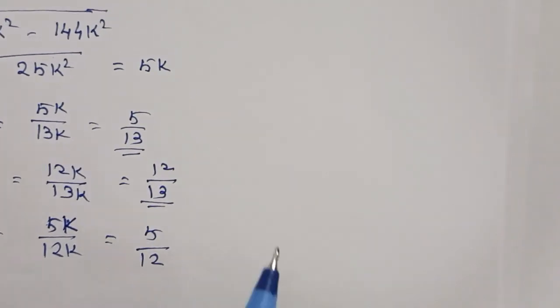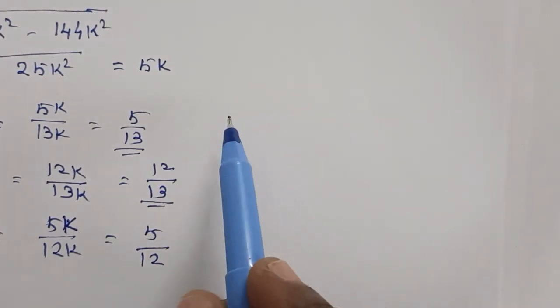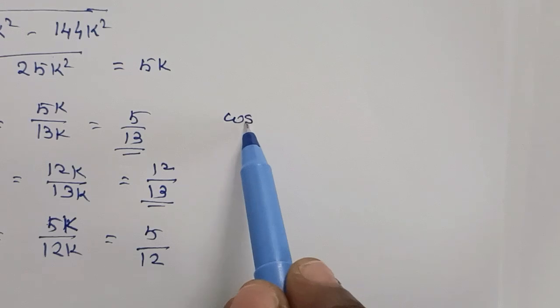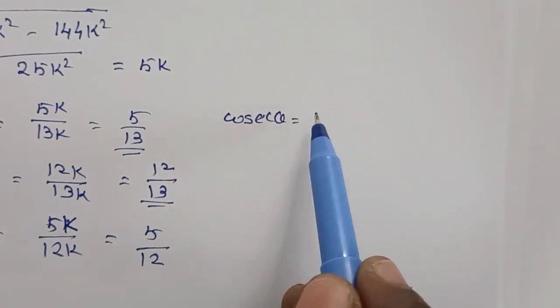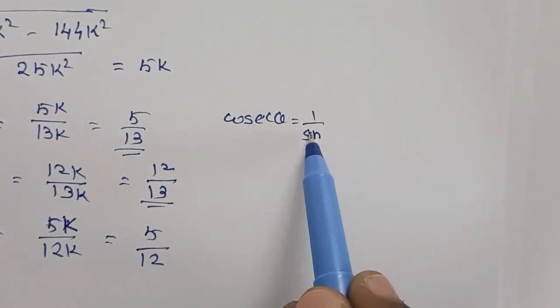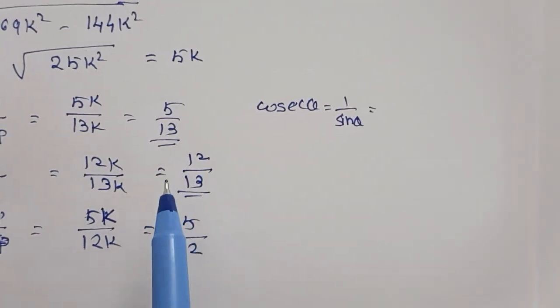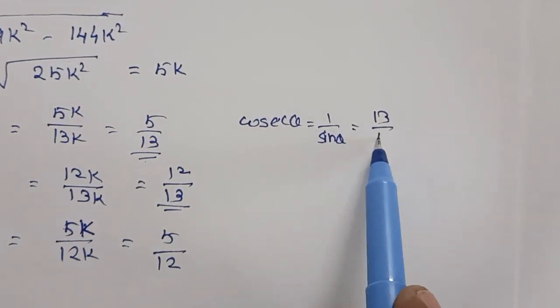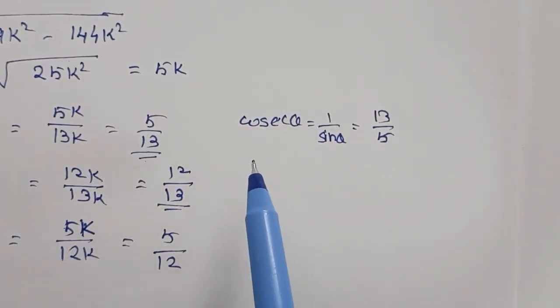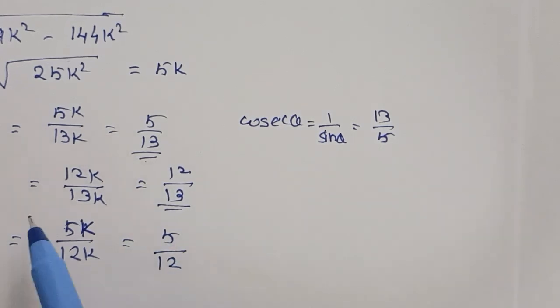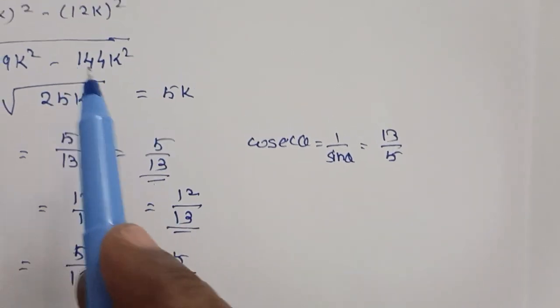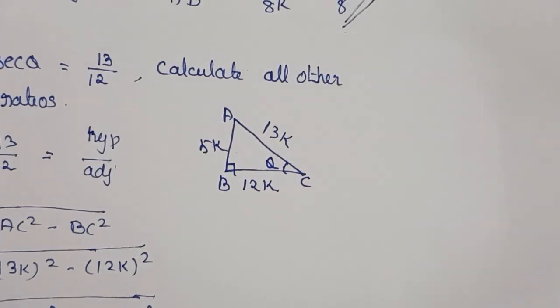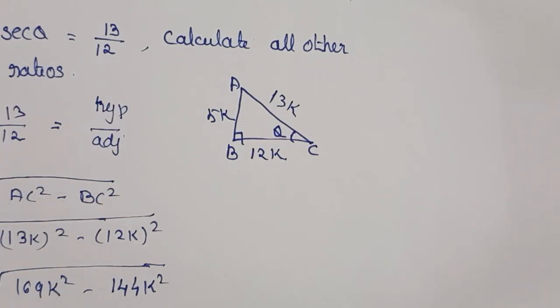Next we have to find cosec theta. Cosec theta means reciprocal of sine, isn't it? 1 by sine theta. Sine theta is 5 by 13, so we can write 13 by 5. Sec theta is already given, that is the reciprocal of cos theta, it is 13 by 12. Sec theta equals 13 by 12, it is given.